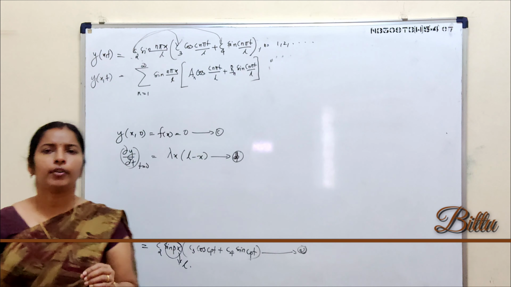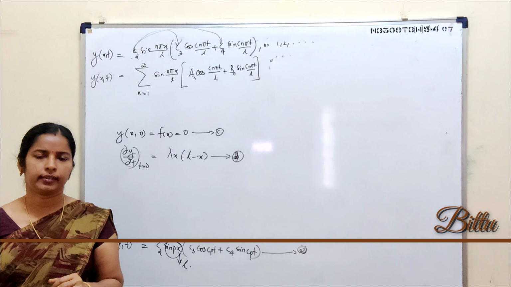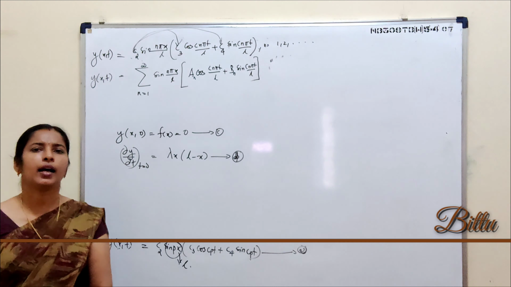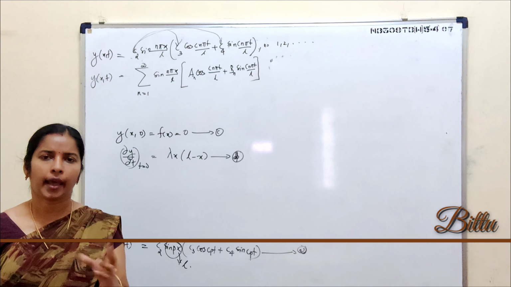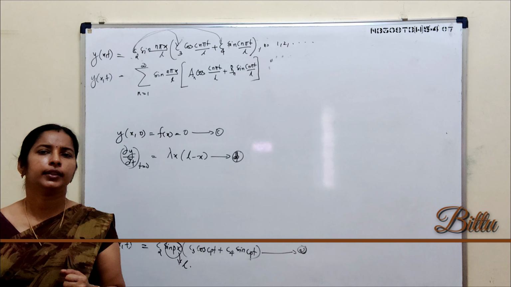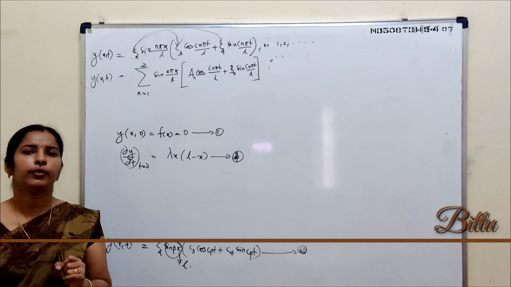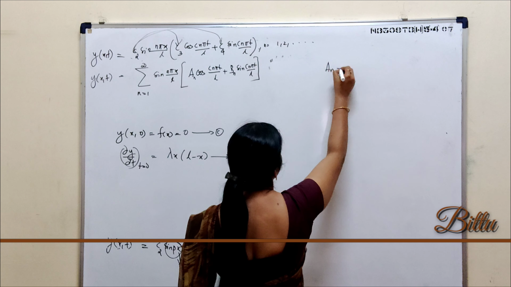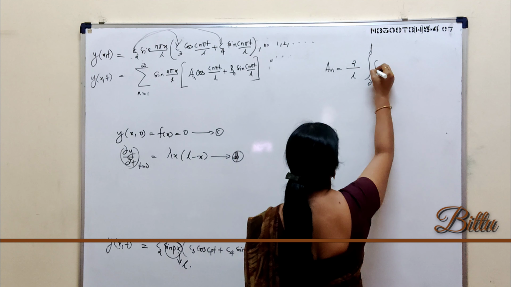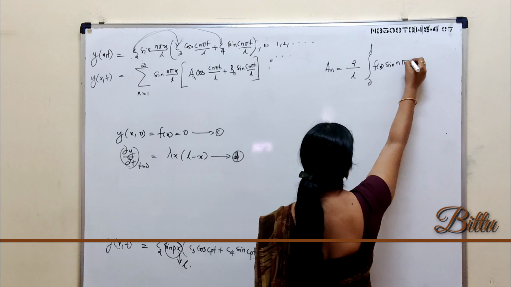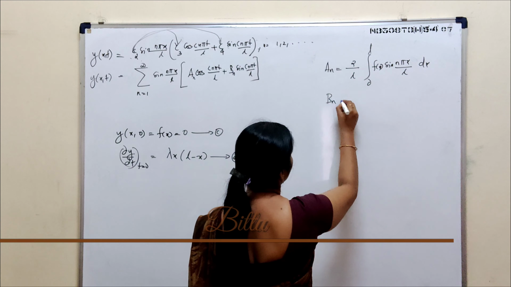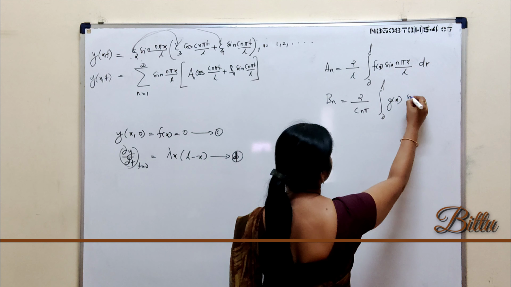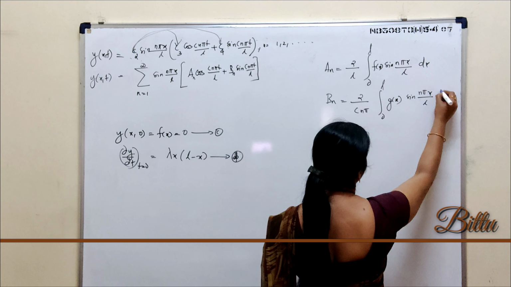See, this is the most general form of the solution of the wave equation under these conditions. In this solution, we have two arbitrary constants which are an and bn. So our next aim is to find an and bn. In previous videos, I noted the equations for getting the values of an and bn, and an is given by an is equal to 2 by l integral 0 to l f of x sin n pi x by l dx, bn equal to 2 by c n pi integral 0 to l g of x sin n pi x by l dx.